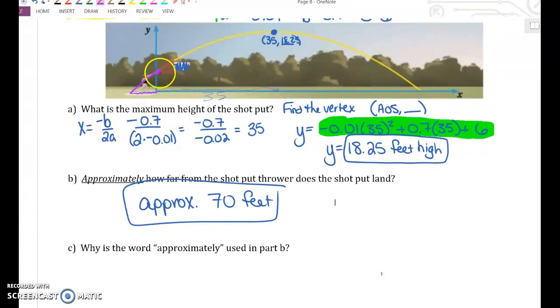And that point right there is the point 0, 6, which means that shot put is 6 feet up from the ground when it leaves her hand, so we're missing that chunk of the parabola.